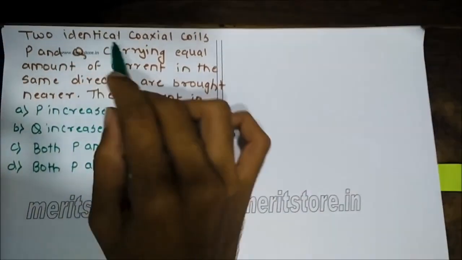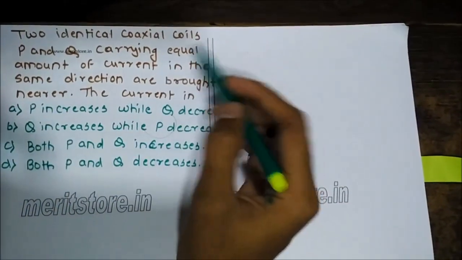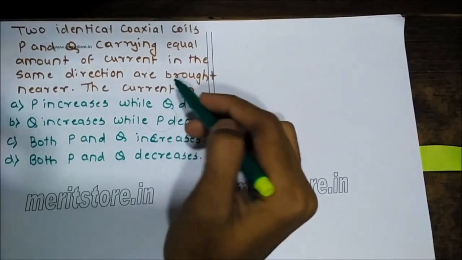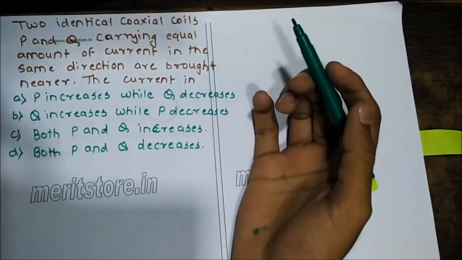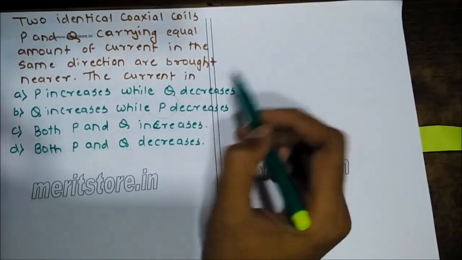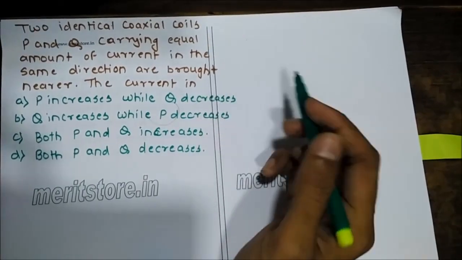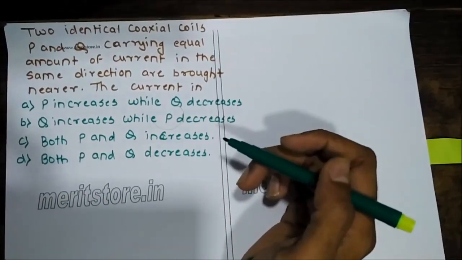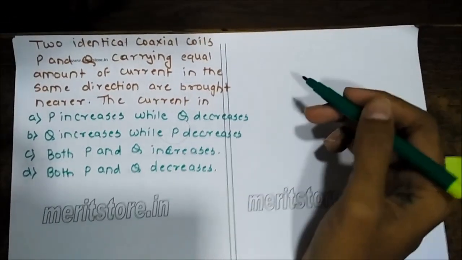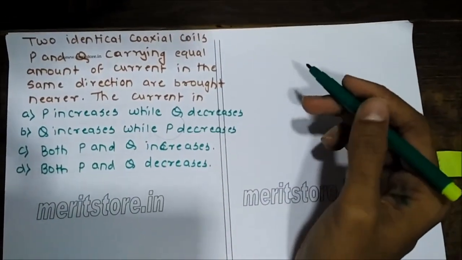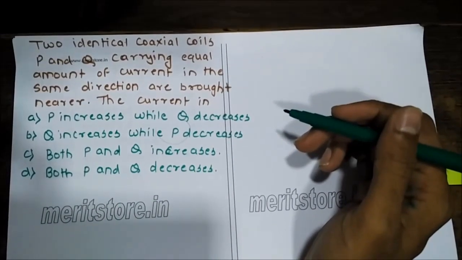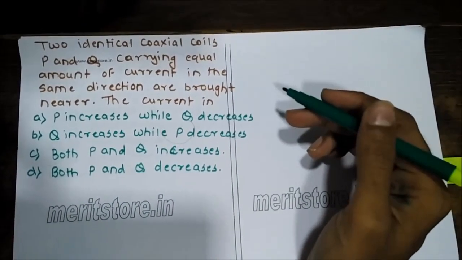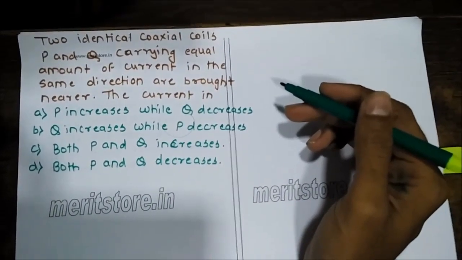The next sum: two identical coaxial coils P and Q carrying equal amounts of current in the same direction are brought nearer. The current in P increases while Q decreases, Q increases while P decreases, both P and Q will increase, or both P and Q will decrease. So we have two coils here, P and Q, carrying equal amounts of current in the same direction, and they are brought nearer.